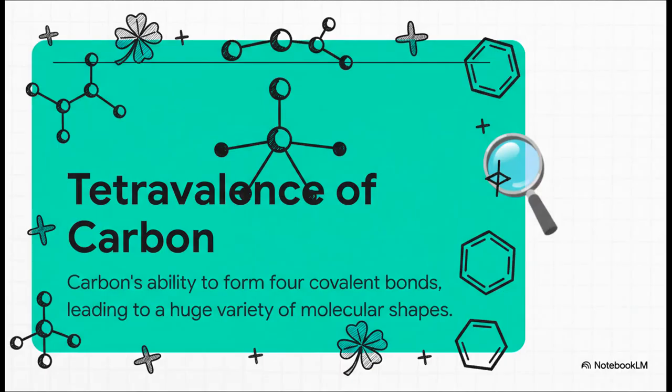And its second superpower? Tetravalence. Every single carbon atom has 4, count them, 4 spots to form bonds. This is huge. It means it doesn't just build in a straight line, it can branch out in 3D, creating all these complex, beautiful shapes that are absolutely essential for life. It's like a tiny little hub with 4 connection points ready to go.